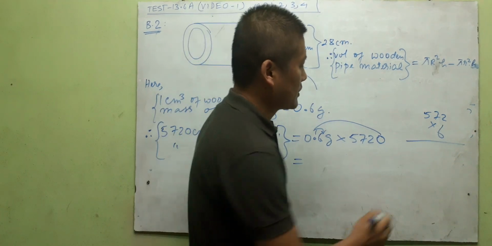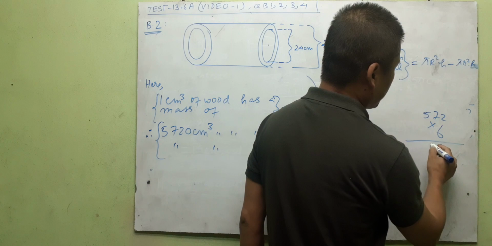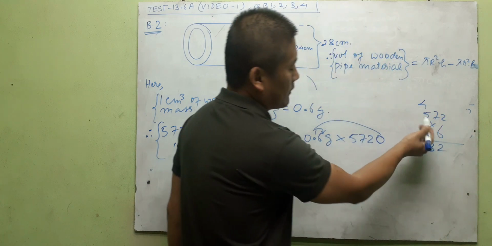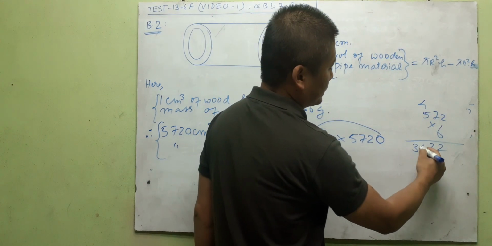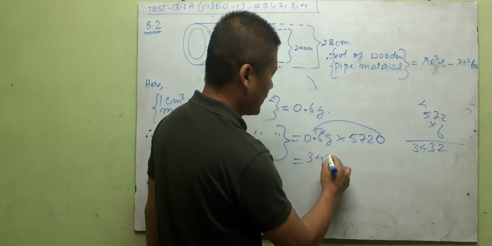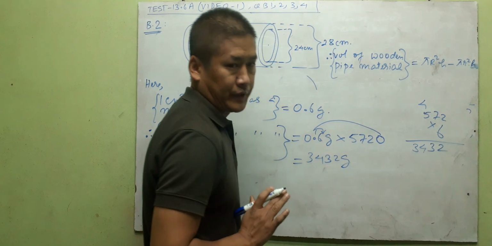So let us do that. 6 2s are 12. 6 7s are 42, 43. 4 in hand. 5 6s are 30, 34. So 3432 grams. That's the answer in grams.